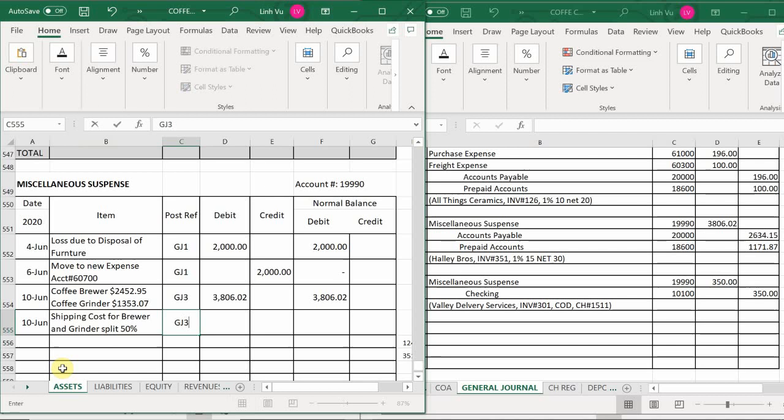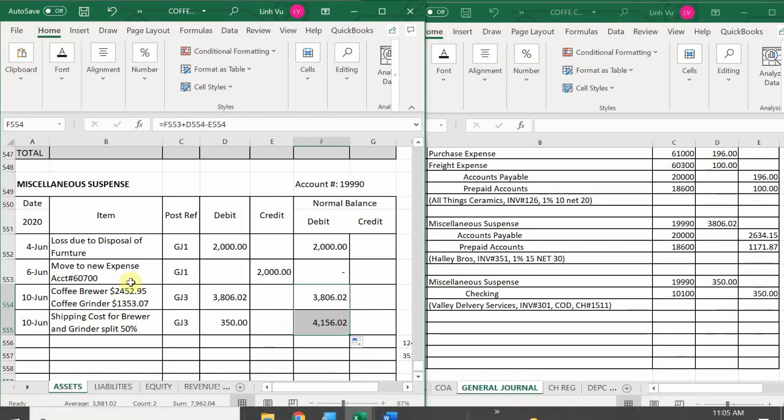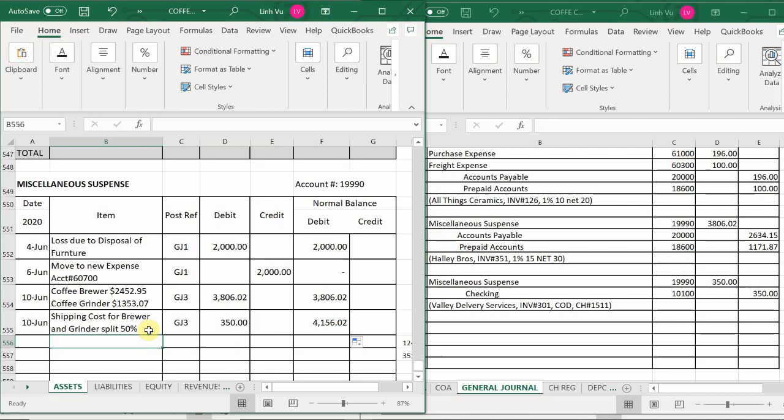General journal number 3. We're going to increase this account by $350, which brings our total account balance to $4,156.02. And you can add as much as you want, you could say this was COD, check number 1511, whatever information you want to put in here.